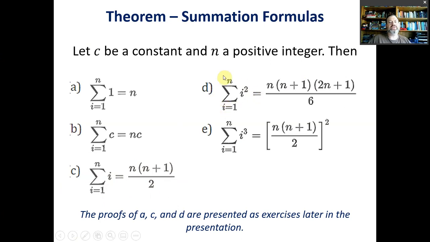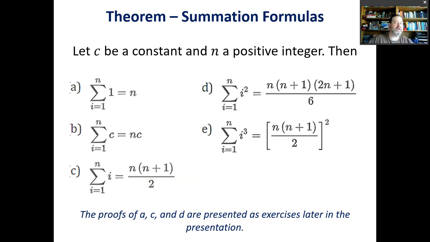And here's another one we have to prove. The sum of the i squared, 1 plus 4 plus 9 plus 16, all the way up to n squared, is actually given by this interesting formula. That's kind of weird looking. And last one, the sum of the i cubed is actually just this thing squared, which is pretty interesting also.